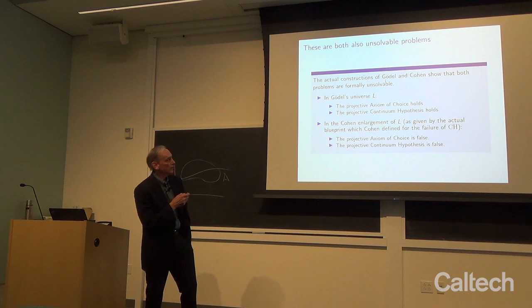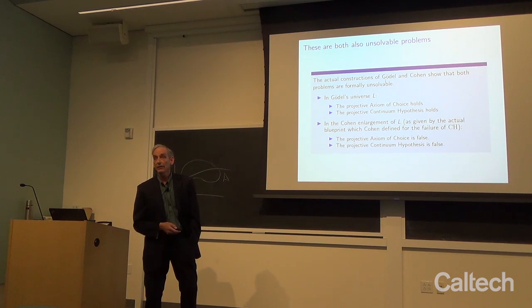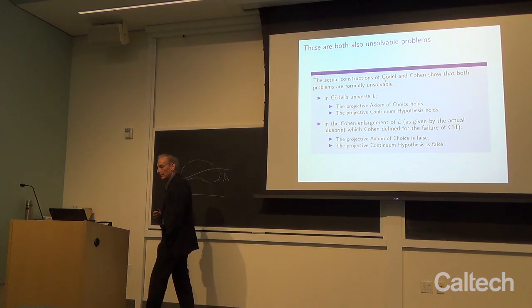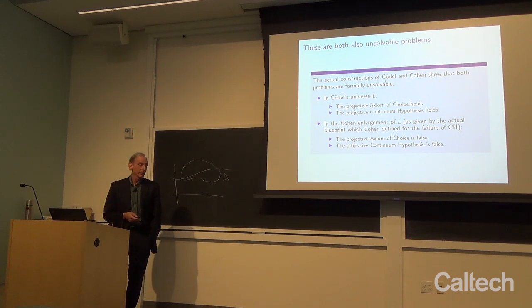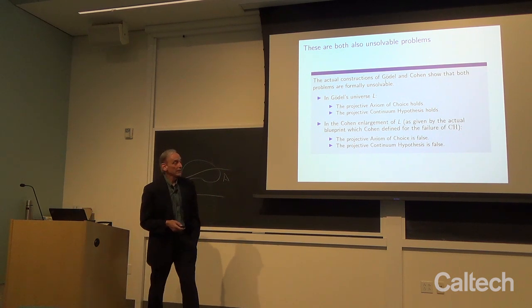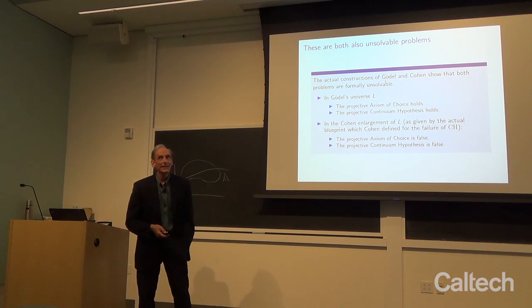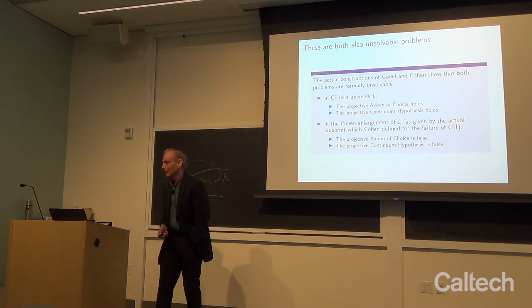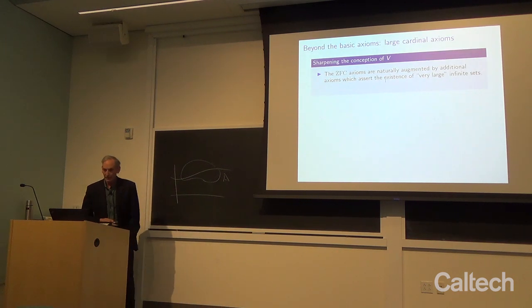In the actual enlargement of L provided by the blueprint which Cohen defined for the failure of CH, the projective axiom of choice is false, as is the projective continuum hypothesis. It doesn't look like we've made much progress. We decided to look at some special cases, and they're unsolvable, but the intuition that they have answers is correct. It took a long time to get to that point, but that happened.